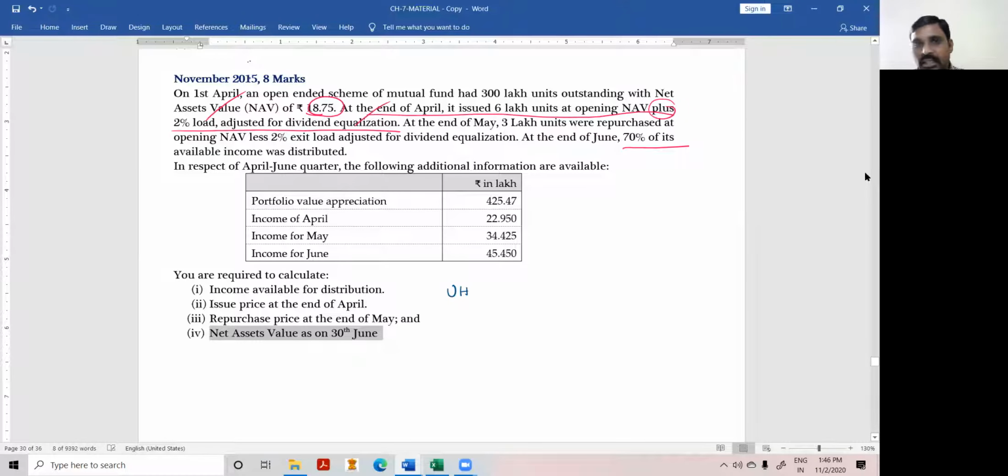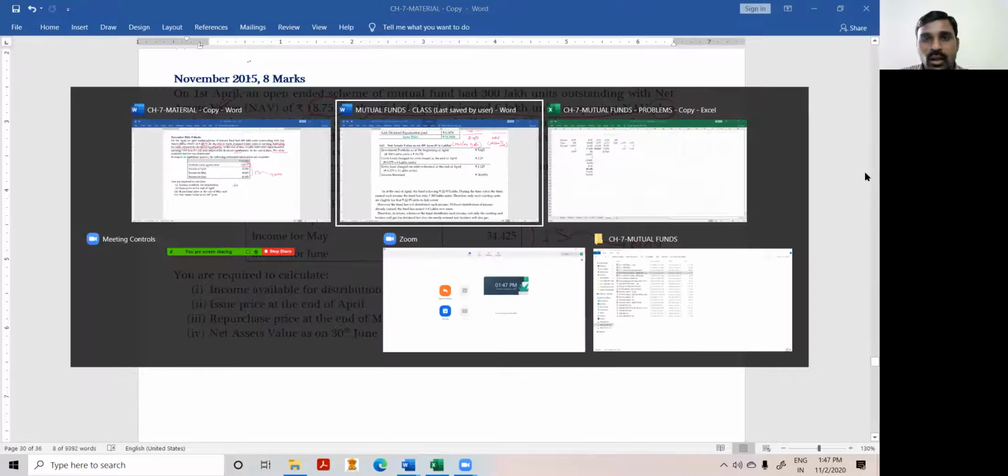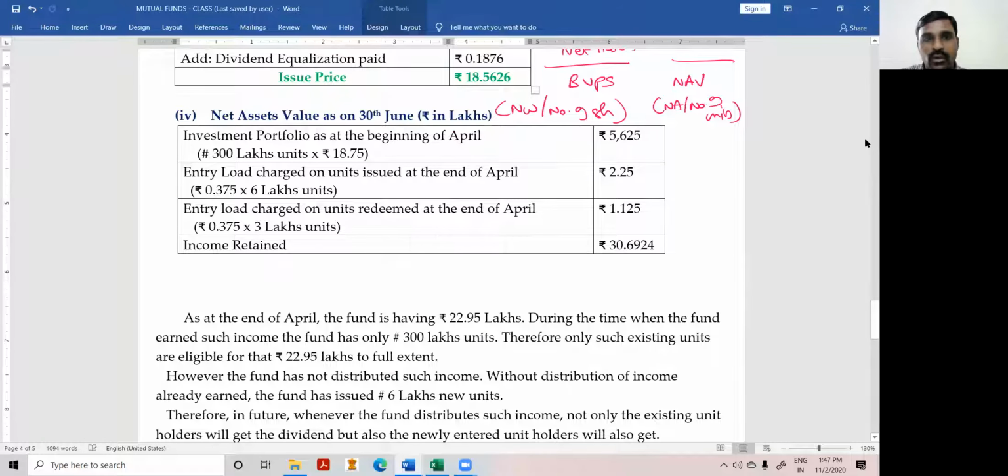Look at this point: this entry load is done. Dividend equalization is done in the income statement. Entry load and exit load are done directly in the NAV. These three are stated through the income statement and indirectly routed to the NAV computation. But what is pending is this point: portfolio value appreciation 425.47.